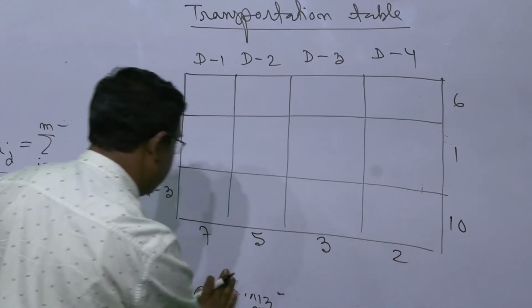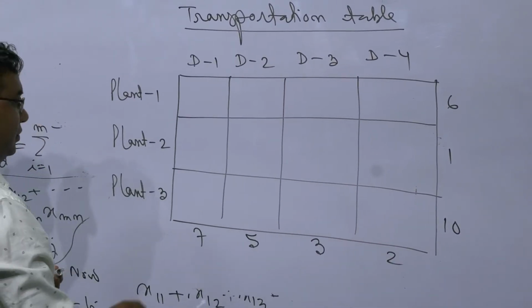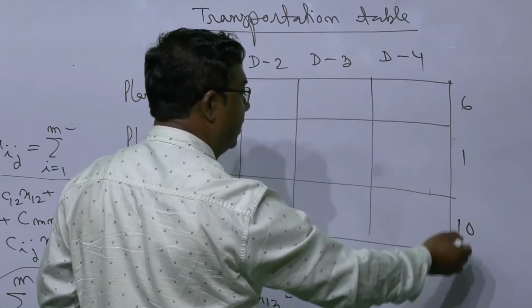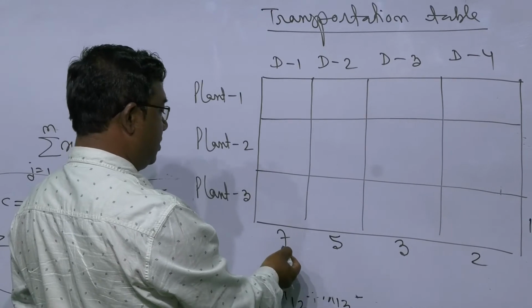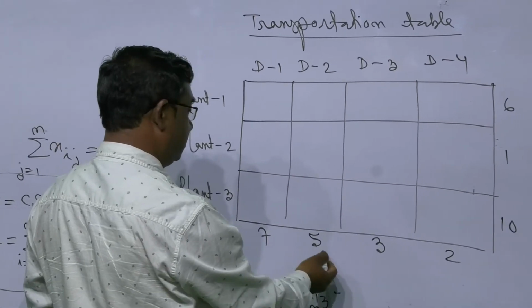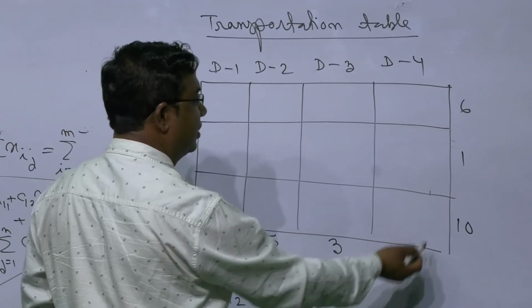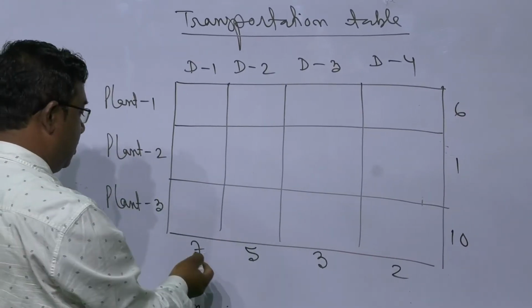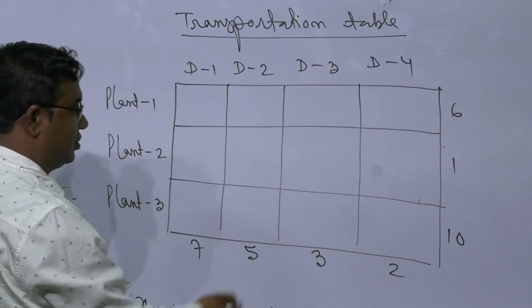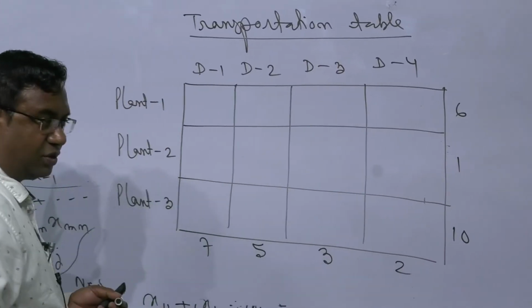This is the daily demand. So total supply is 17 million liters, total demand is 7 plus 5 plus 3 plus 2, which is 17. So total supply is 17 million liters, total demand is 17 million liters. So this is the balanced transportation problem.